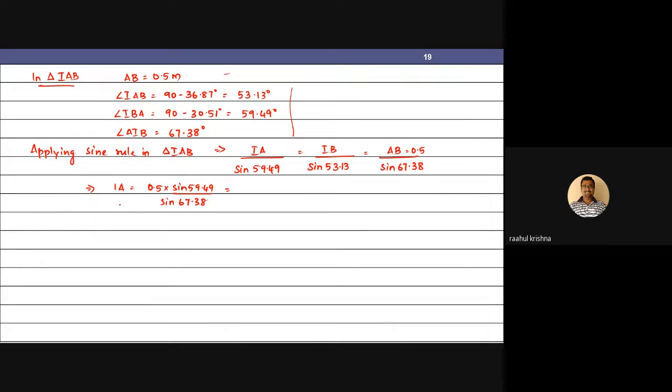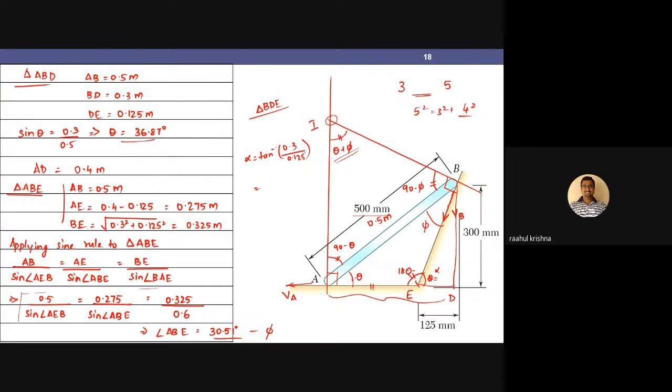0.466... 0.4667 meters. IB is 0.4334 meters. So this way, I am obtaining the values of IA and IB. The length of the link is also done. Now what can I apply? Now which velocity is given in the question?